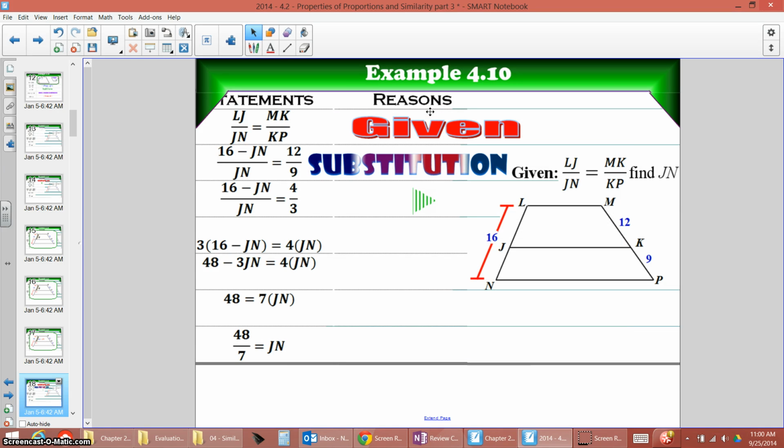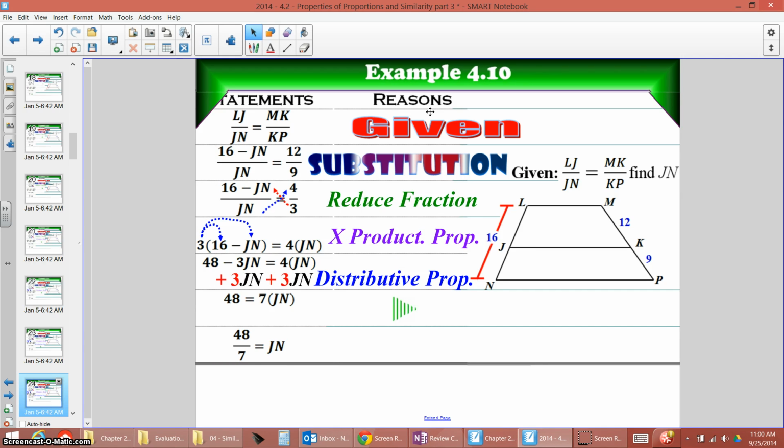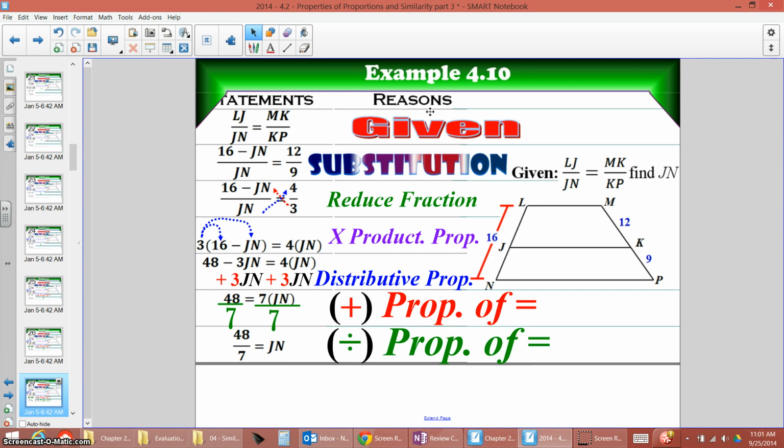So with that, I can substitute that into my equation. And then I can reduce my fraction, because 12/9 is big numbers, and I don't like big numbers. So I reduce my fraction, and I do the cross product property. I distribute in my values, and then I subtract my variables over on the same side, or I add them over, sorry, addition property. And then once I'm there, I divide both sides by 7, and I get JN equals 48/7. I cannot reduce that fraction any further, so I leave it as 48/7.